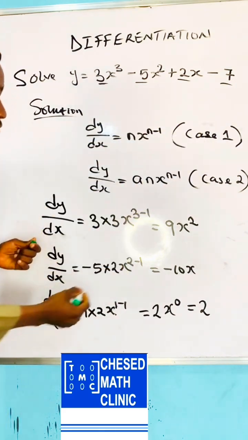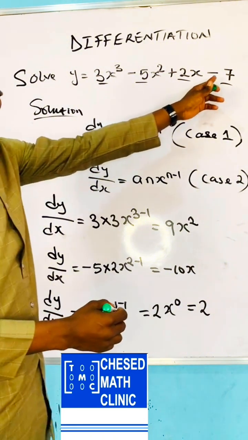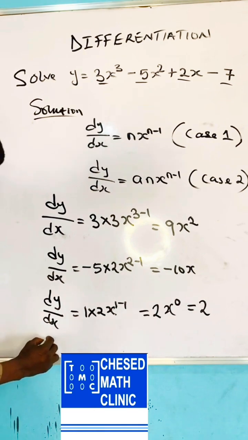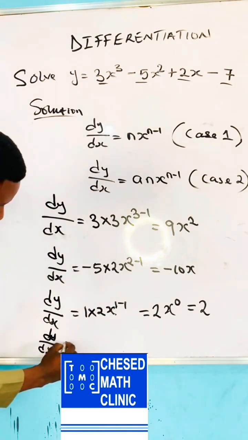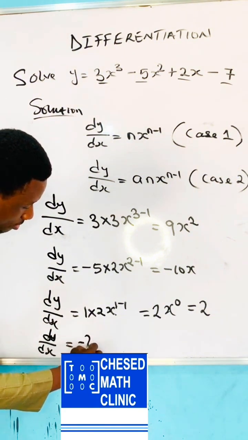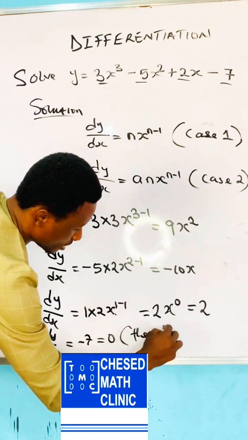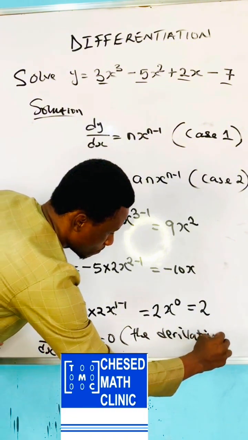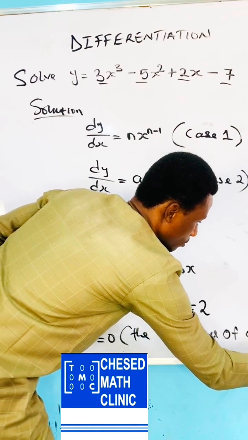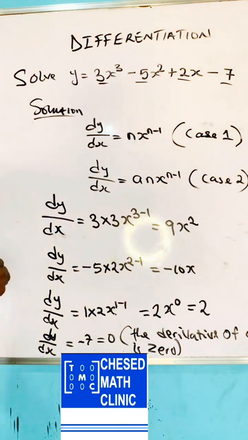We have the first derivative, then let's differentiate a constant. If we are differentiating any constant, whether positive or negative, it is always equal to 0. So if we differentiate a constant, dy over dx, it will be what? Minus 7 is the same thing as 0. Why? Because the derivative of a constant is 0. Okay.